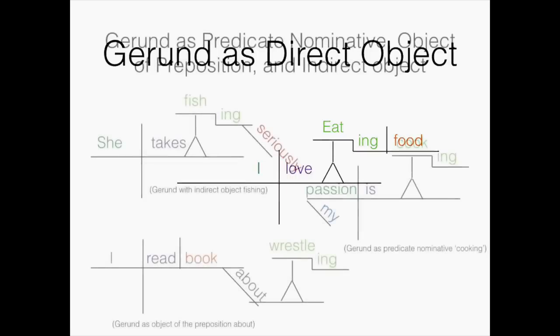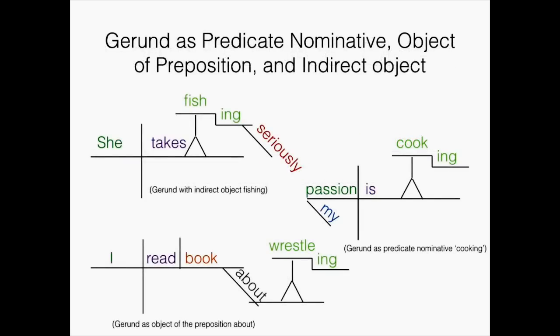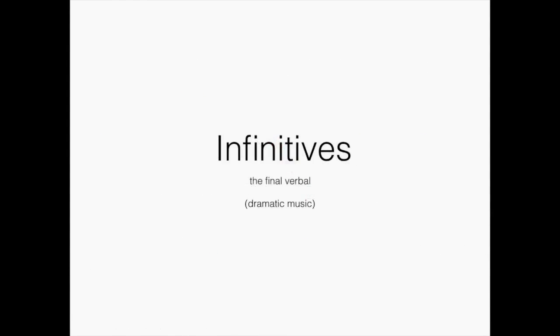Here are the three types of gerunds we haven't talked about yet, and feel free to pause the video here and look at how they're being used. Finally, let's look at infinitives. Remember from the verbals video that infinitives can be used as subjects, direct objects, predicate nominatives, adjectives, and adverbs.